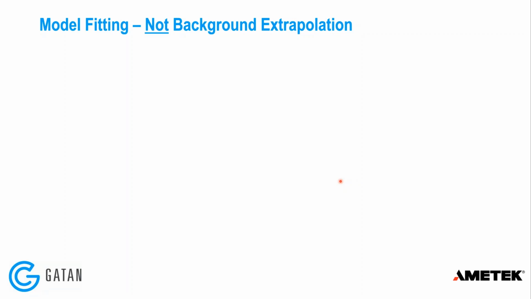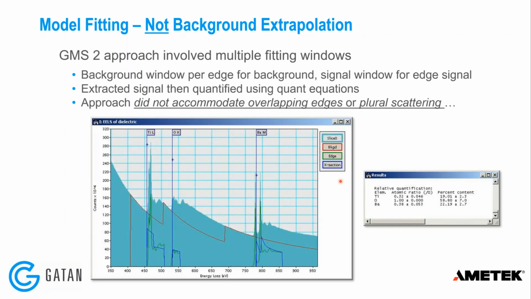So let's just take a step back and recall how we used to do quantification. So we used to do background extrapolation, and it's important to get across that we're not doing that anymore. So the old approach involved fitting multiple windows. So we had a background window per edge for the background, a signal window for the edge signal. We then extract the signal and quantify using the quantification equations. So two big drawbacks here: not able to accommodate overlapping edges. The reason that we can't accommodate overlapping edges in this background extrapolation method is that we always have to have some pre-edge background. And if our edges are overlapping, we just don't have a sufficient window size here to actually fit a background. We also can't deal with plural scattering in this old background extrapolation method.